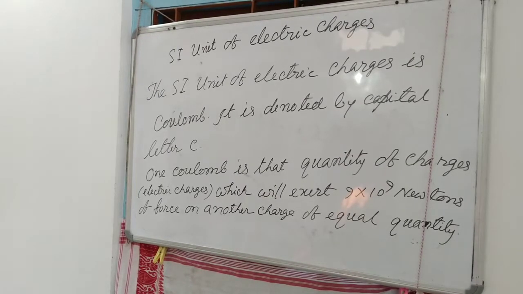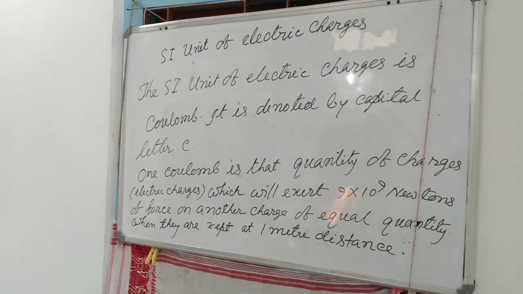The SI unit of electric charge is coulomb. It is denoted by capital C. We can use capital letter C to represent coulomb, which is the SI unit of charge. One coulomb is that quantity of charge which will exert 9 into 10 to the power 9 newtons of force on another charge of equal quantity or equal strength.